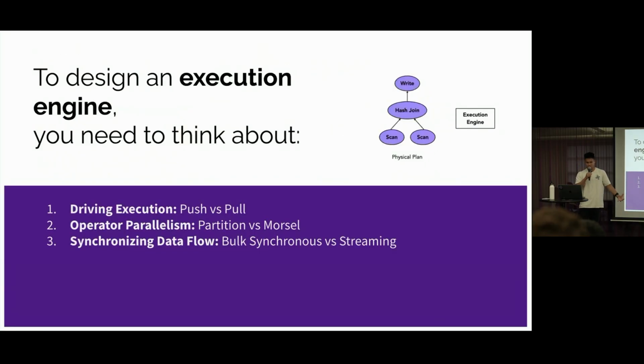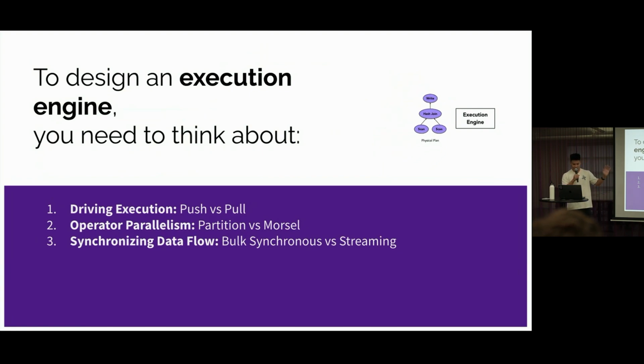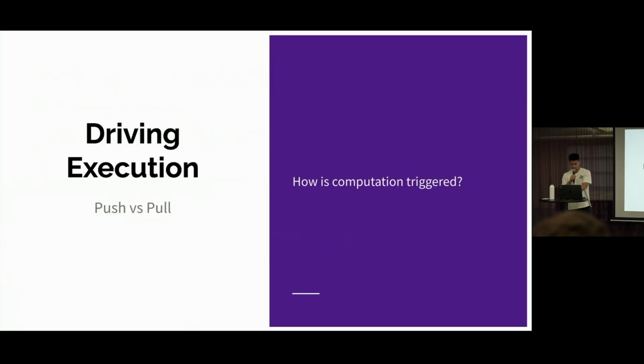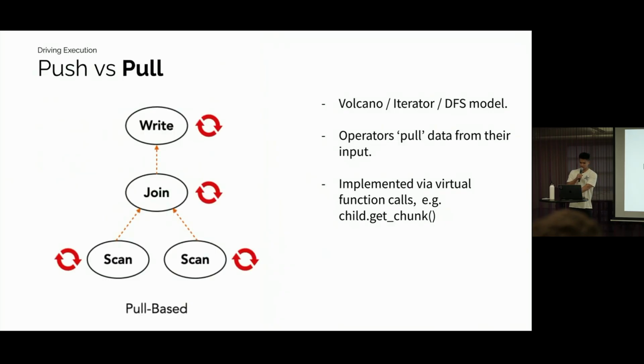So to design an execution engine, we've boiled it down to 3 things. How do you drive execution? How do you parallelize your operators? And how do you synchronize your data flow? We're going to get through these things one by one. First of all, driving execution. In the database world, there are 2 paradigms for this that people talk about: pull and push. So first of all, a pull query.